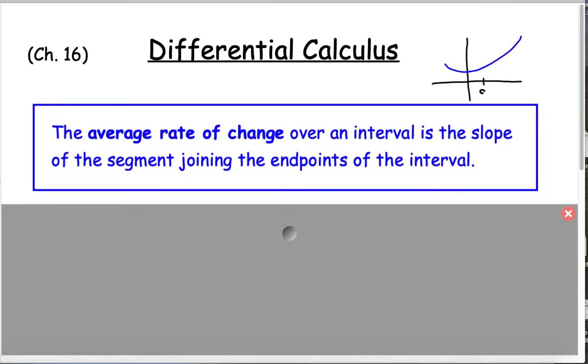and I want to know the average rate of change from A to B, then this would be f of A and this would be f of B, if the name of our function was f, of course. And so the average rate of change over the interval AB is going to be the difference of the y's over the difference of the x's, or the slope of the secant line. So it's going to be f of B minus f of A over B minus A.